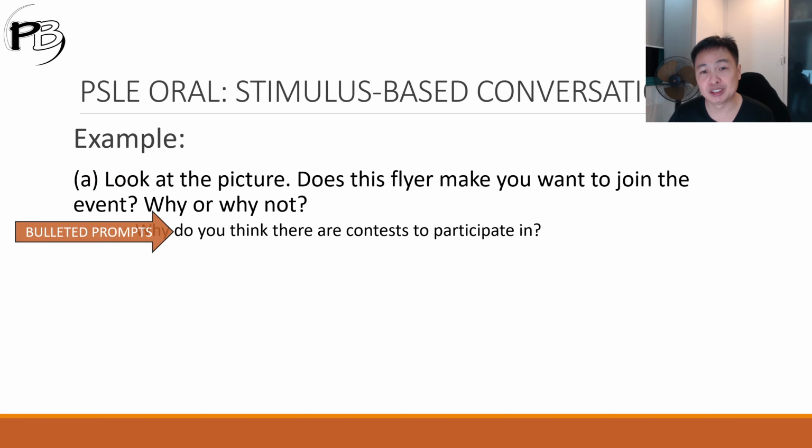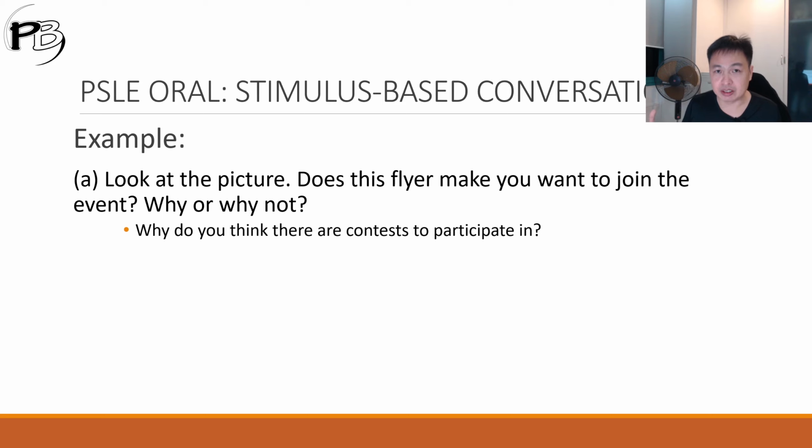So for example, right, you may get a main point. The first question that students may be asked: look at the picture, does this flyer make you want to join the event? Why or why not? All right, and then there's a bullet point, which may or may not be asked. Why do you think there are contests to participate in for this particular event? All right, then the student might answer that, give a response and say that the contests are there to attract the participants to join and make the event more exciting, and so on and so forth. So it's all to make conversation.